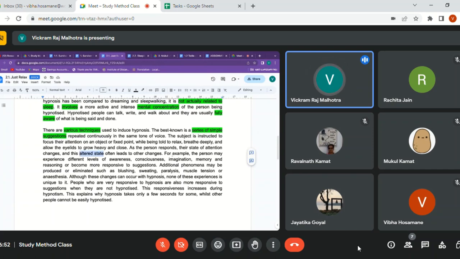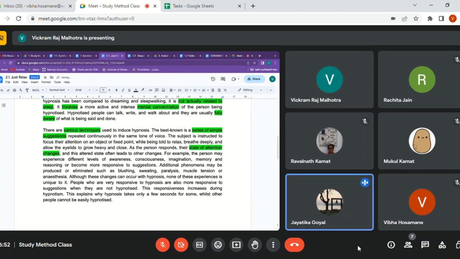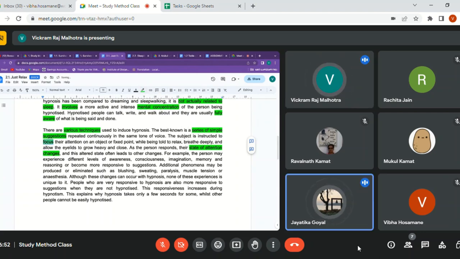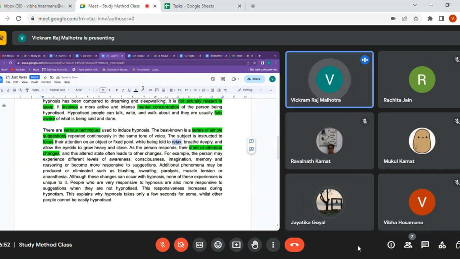Altered state. We say the state of attention is altered, the state of attention changes. Before that, there are a few keywords. For example, the person may experience different levels of awareness. Before the previous sentence there must also be some keywords. Focus their attention. Yes, focus. Then object or fixed point. Relax. And relax. Yes. And then, that's it. State of attention changes.